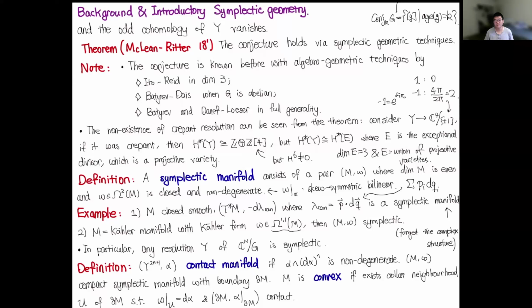So in particular, if you take a resolution of any such quotient singularity, if Y is smooth, then it has a canonical symplectic structure because it's Kähler. And there is one more thing to introduce, where maybe Y is not a good notation, so I want to use a slightly different notation, which is S.